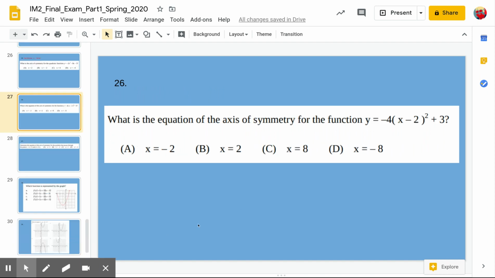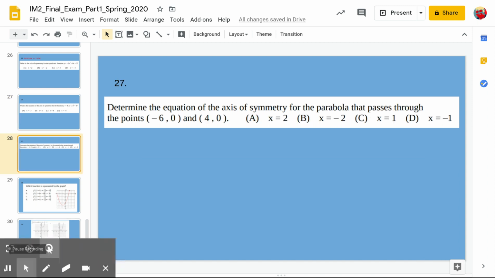Question 26, what is the equation of the axis of symmetry for the function y equals -4 times (x minus 2) squared plus 3? Is it A, x equals -2, B, x equals 2, C, x equals 8, D, x equals -8? Question 27, determine the equation of the axis of symmetry for the parabola that passes through the points (-6, 0) and (4, 0). Is it A, x equals 2, B, x equals -2, C, x equals 1, or D, x equals -1?